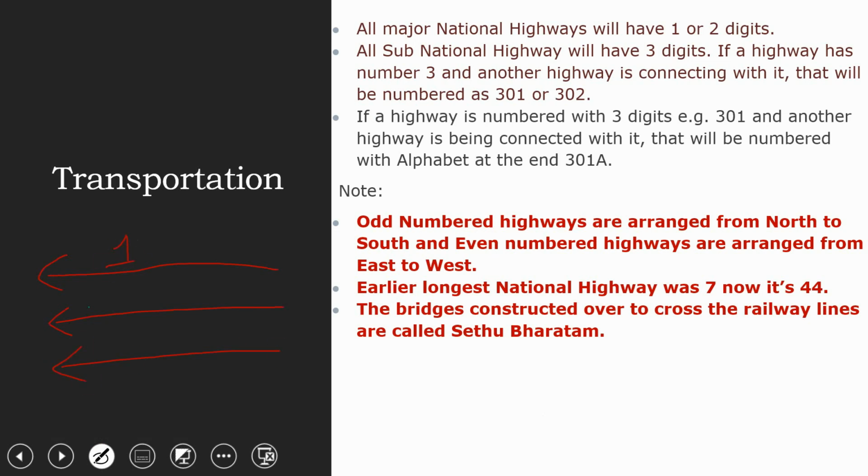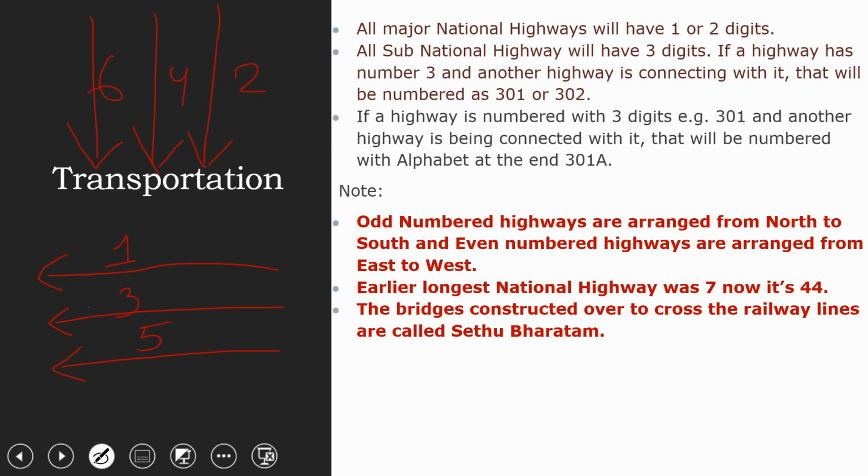So it is odd: 1, 3, 5. Now your highways going from north to south will get the numbers in even order. The numbers will be given from east to west, so it will be 2, 4, 6.